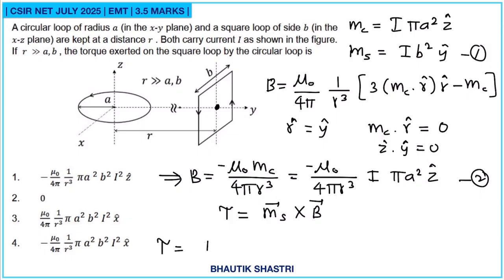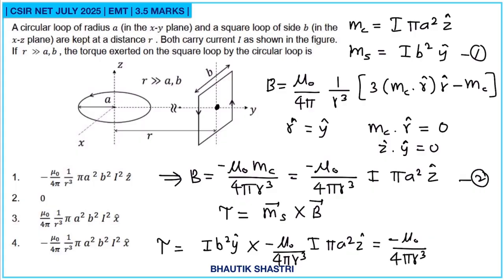So this will be equal to I b square y cap cross minus mu naught by 4 pi r cube I pi a square z cap. So we have y cap cross z cap, that is x cap. So from this minus sign, into 4 mu naught upon 4 pi r cube into pi a square b square I square, and then we have x cap, which is equal to option 4.